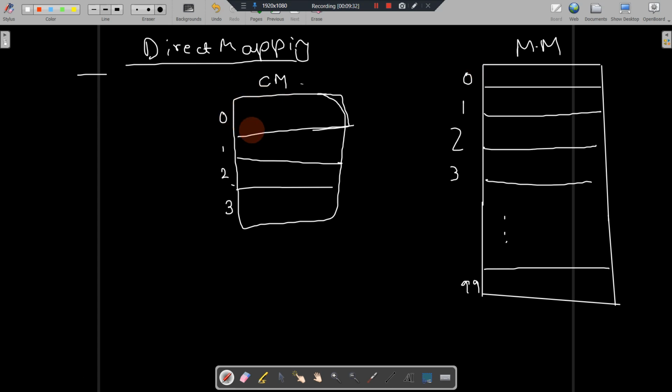Same as the cache memory block size, we create main memory blocks. Each block will have, for example, let us take the block size.